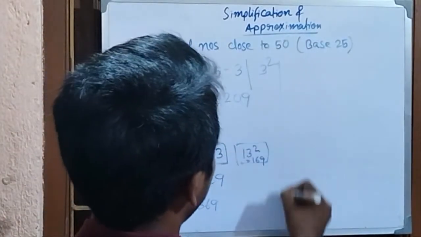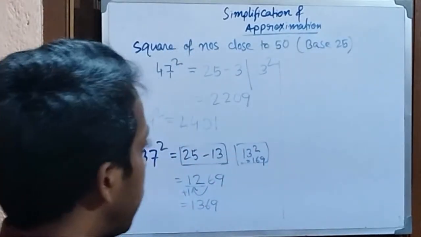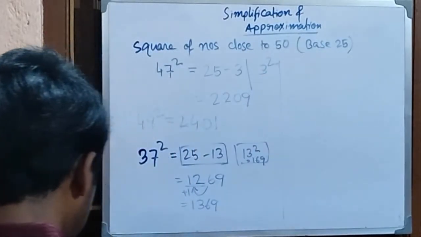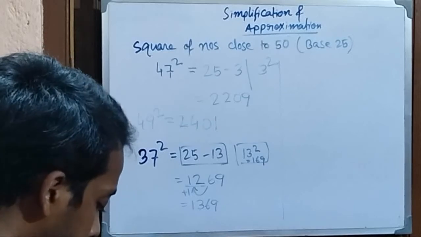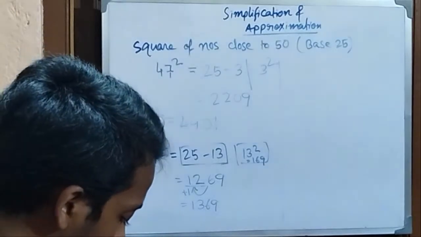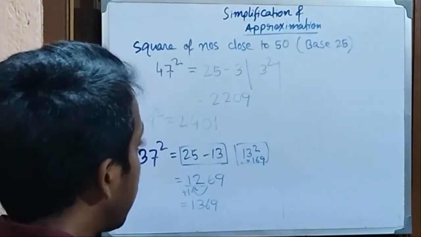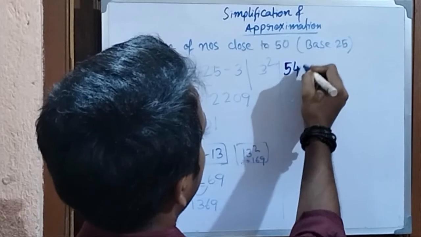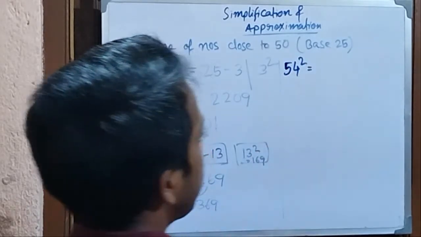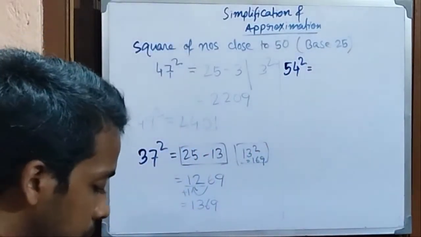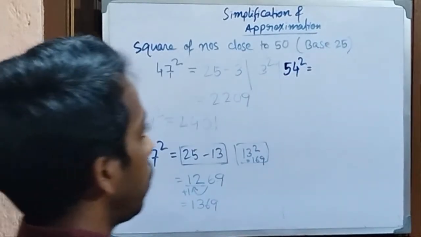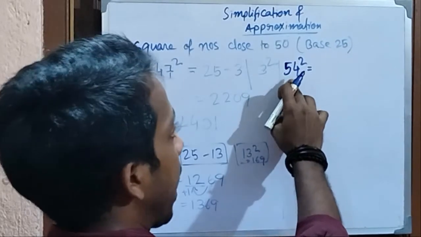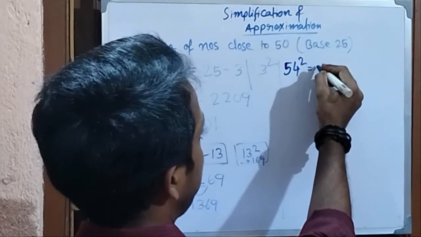Okay, so moving to some numbers close to 50 but more than 50. Let me take an example: 54 square. Here the number is close to 50 but more than 50. So with the base 25, this 4 is added to this 25. So 25 plus 4 is 29.